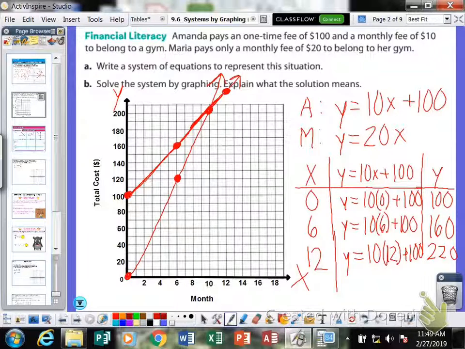And they intersect at the point 10, 200, the ordered pair of 10 and 200. So this would be our solution. That tells us that in 10 months, Maria and Amanda pay the same amount, which is going to be our y value of $200.